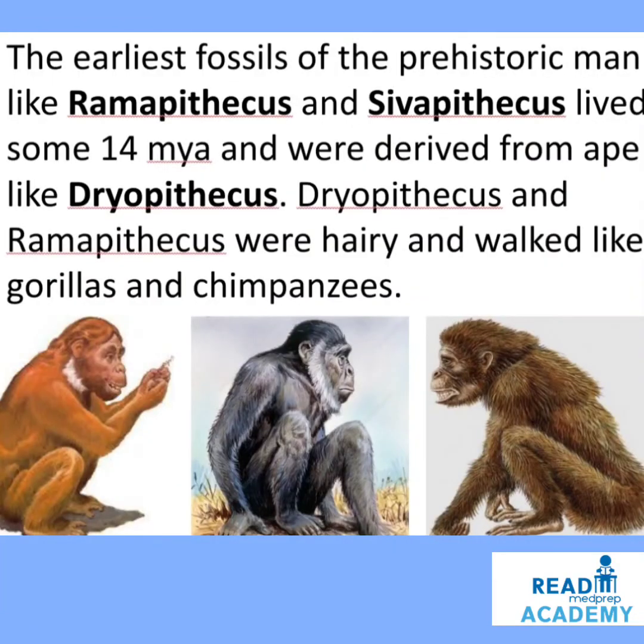The earliest fossils of the prehistoric man, like Ramapithecus and Sivapithecus, lived some 14 million years ago and were derived from ape-like Dryopithecus. Dryopithecus and Ramapithecus were hairy and walked like gorillas and chimpanzees. You can see the Ramapithecus, Sivapithecus and Dryopithecus images below.